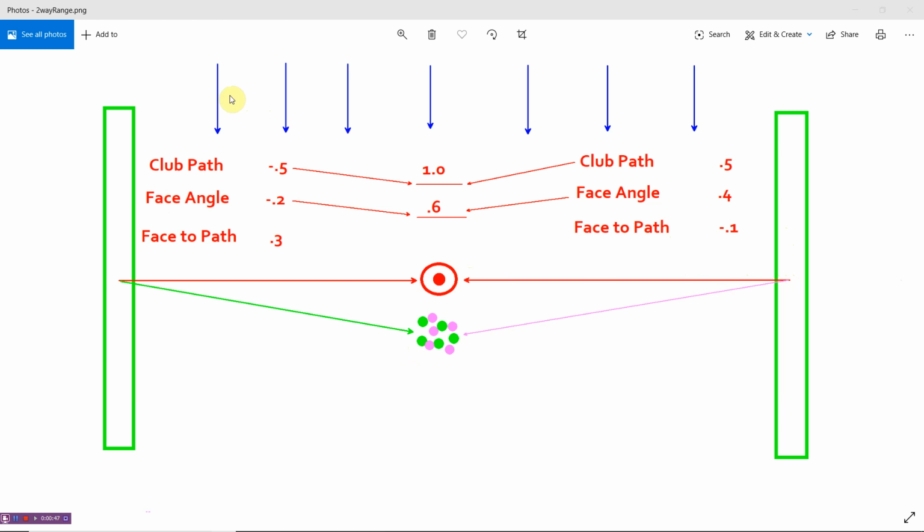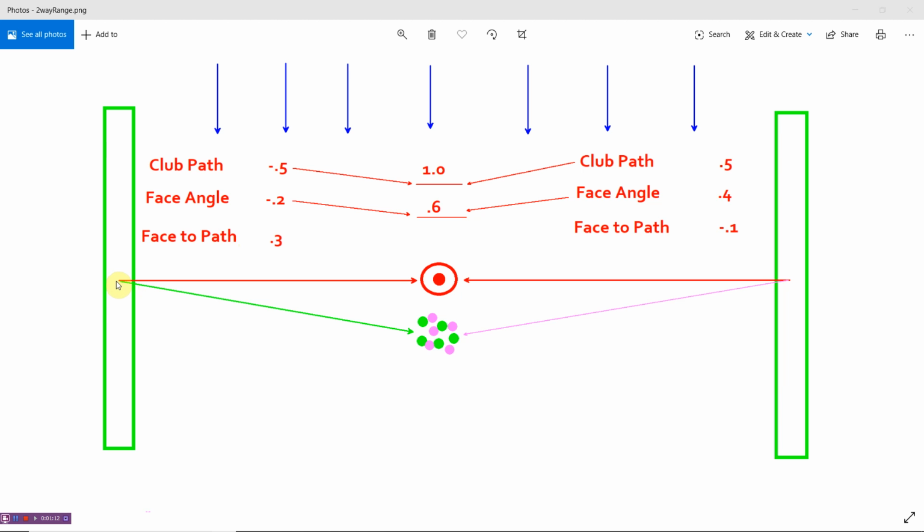Okay, now for the experiment, this was conducted in wind, and you can see that the wind direction is blowing in a direct side wind here, and I've illustrated that with the blue arrows here at the top. Alright, now they also used a golf launch monitor to get these three pieces of data: the club path, face angle, and face to path. So we'll start here on the left.